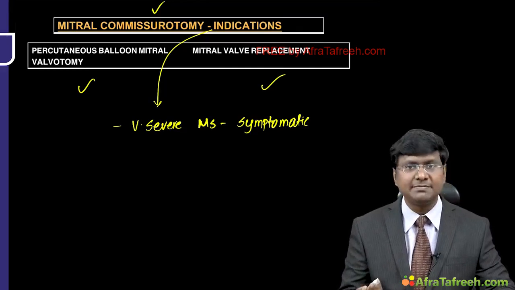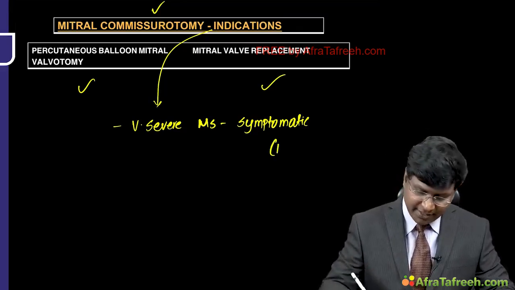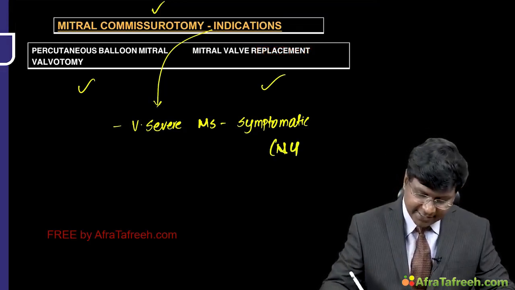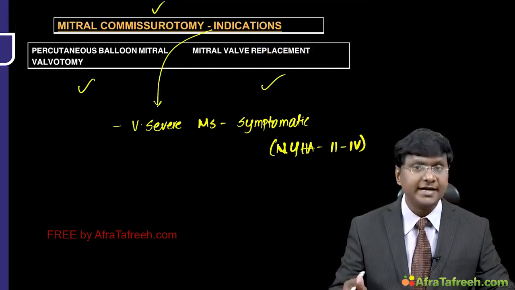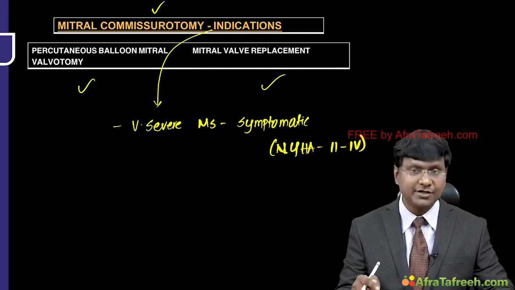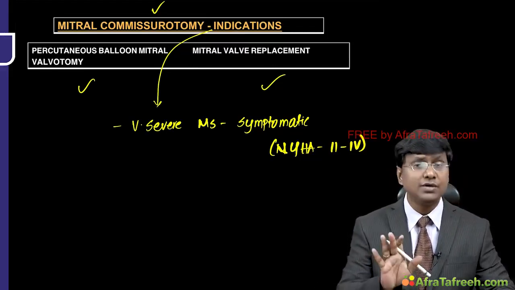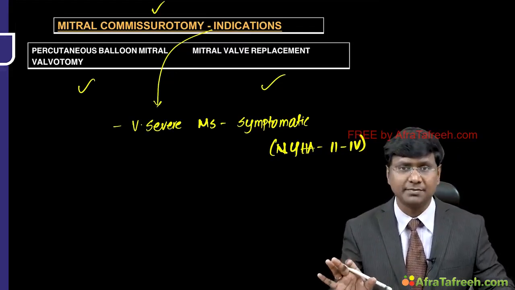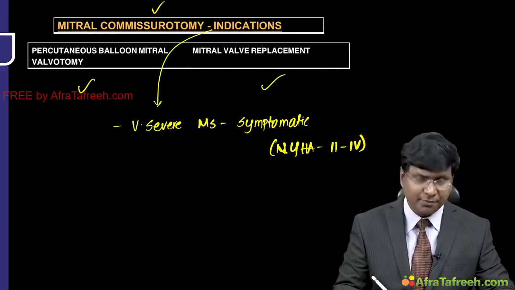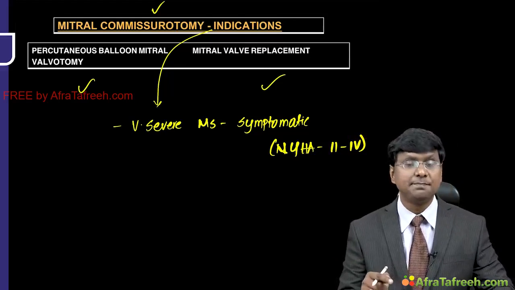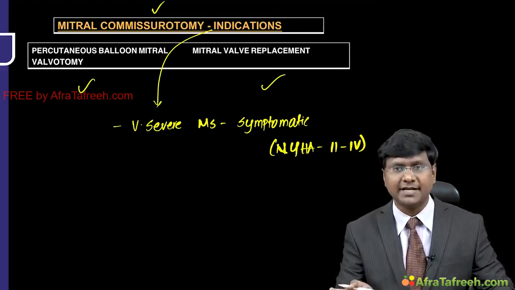So, what do you mean by the word symptomatic? The individual should be having dyspnea, and that should be NYHA class 2 to 4. With NYHA class 2 to 4, the individual will be symptomatic, with dyspnea. So it's an indication for doing commissurotomy. And another important indication is the patient being refractory to medical management.